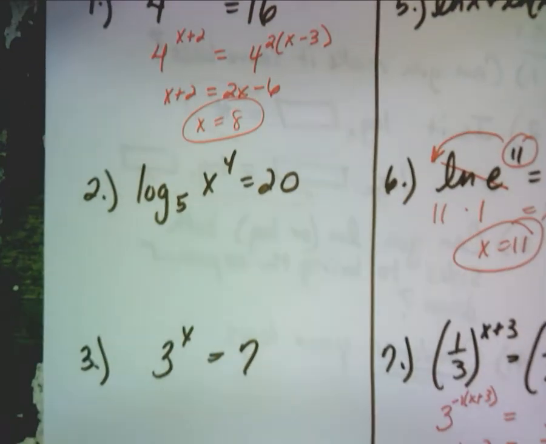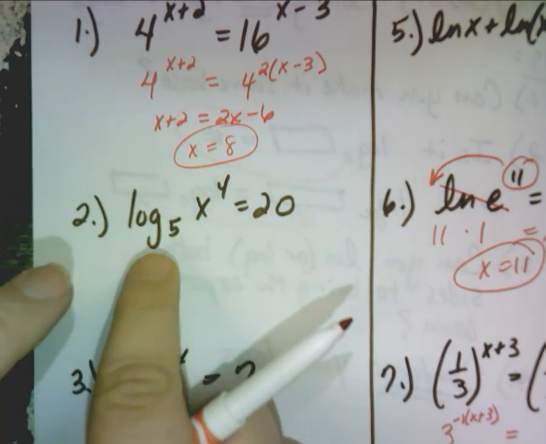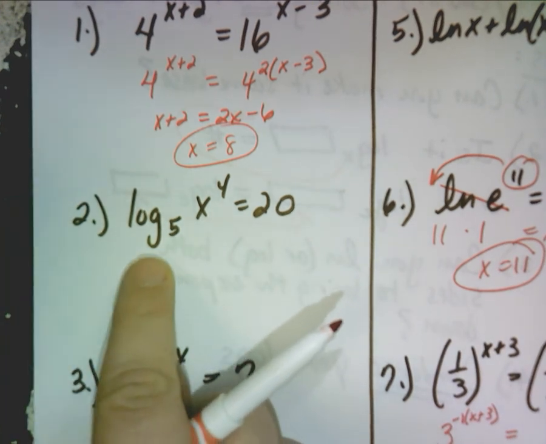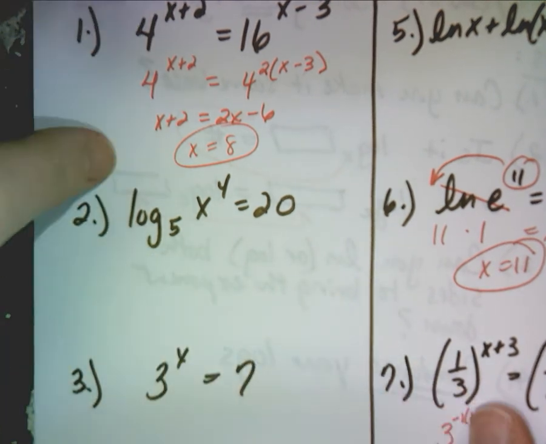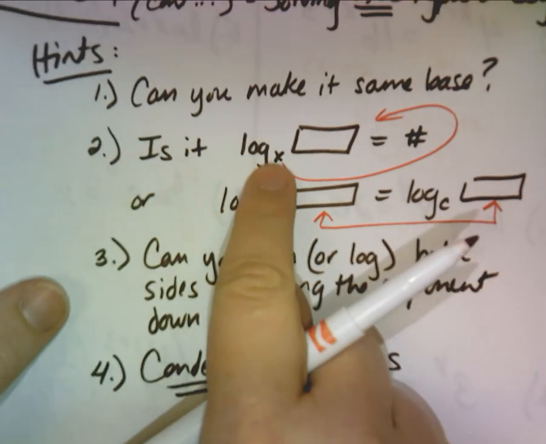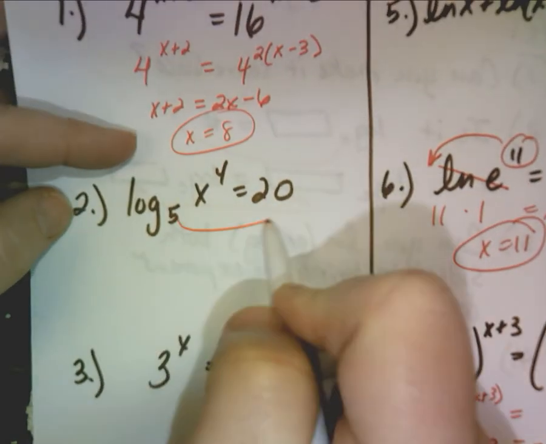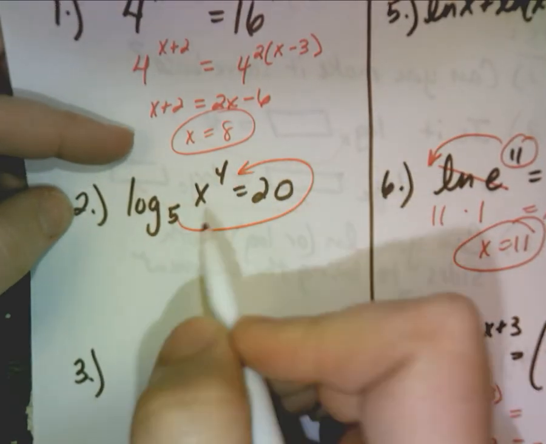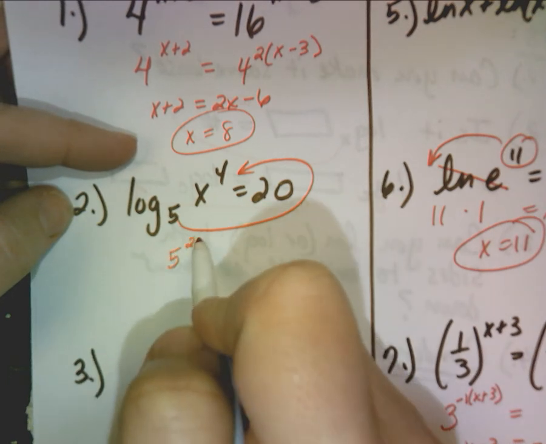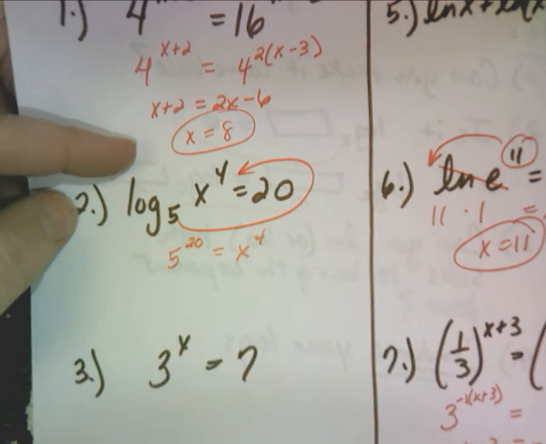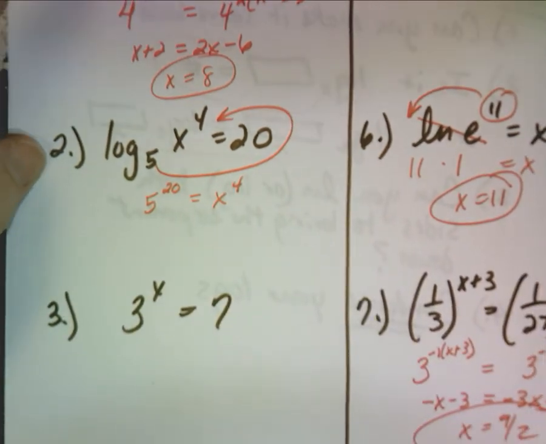So let me talk about number 2. If I see 1 log on one side of an equation, again, this is what I did from my notes over here, 1 log on one side, do this. So I go like this. Write it exponential. 5 to the 20 equals x to the 4th. And that seems crazy, but it's actually quite doable.